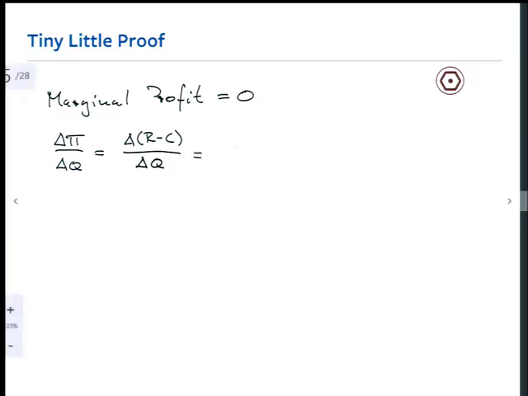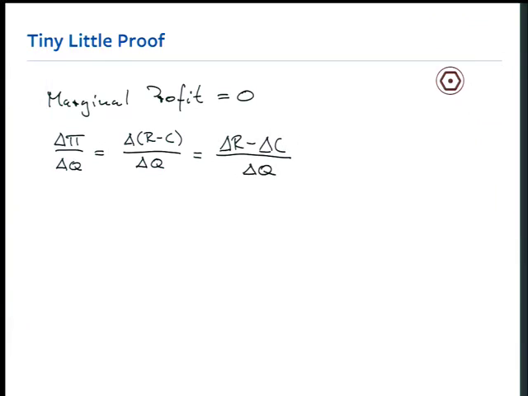Some of you may realize that the change operator is linear. What does that mean, Max? It means I can do this. Change in R minus the change in C over the change in Q. Right? So the change in profits, change in revenue minus cost, is exactly equal to the change in revenue minus the change in cost. That's just by properties of the delta operator right here.